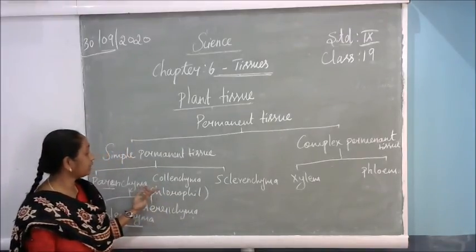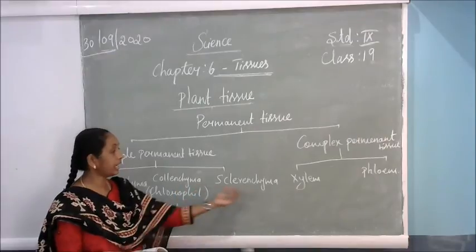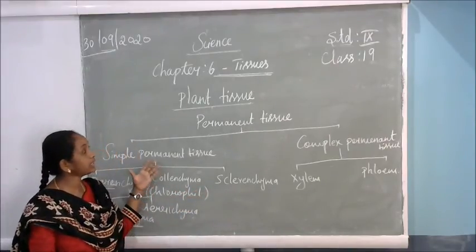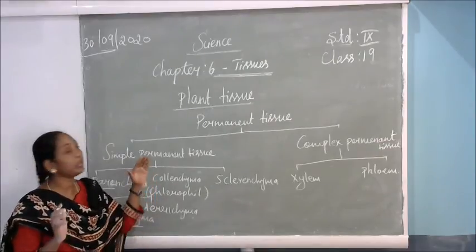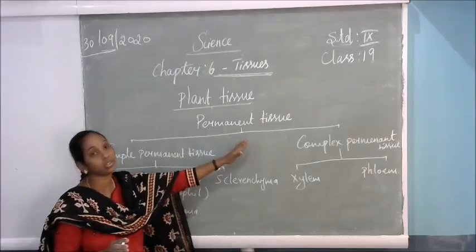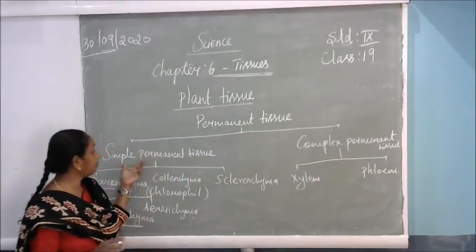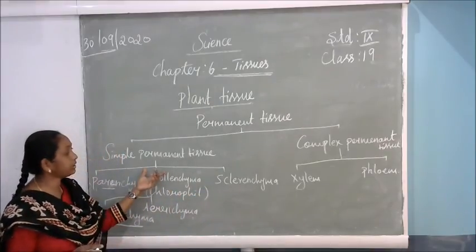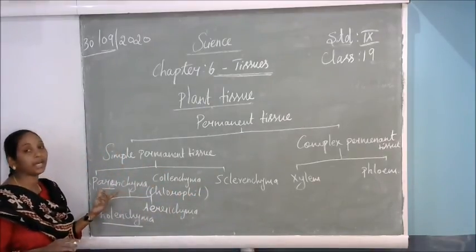Next we will discuss collenchyma and sclerenchyma, in the next class. Today in this class we discussed only the types of plant tissue, that is meristematic tissues and permanent tissues. In the permanent tissues there are simple permanent tissues and complex permanent tissues, and in the simple permanent tissues we discussed only parenchyma.